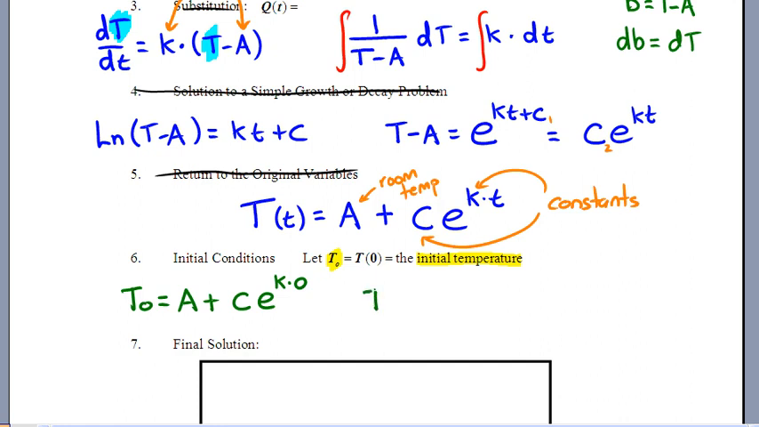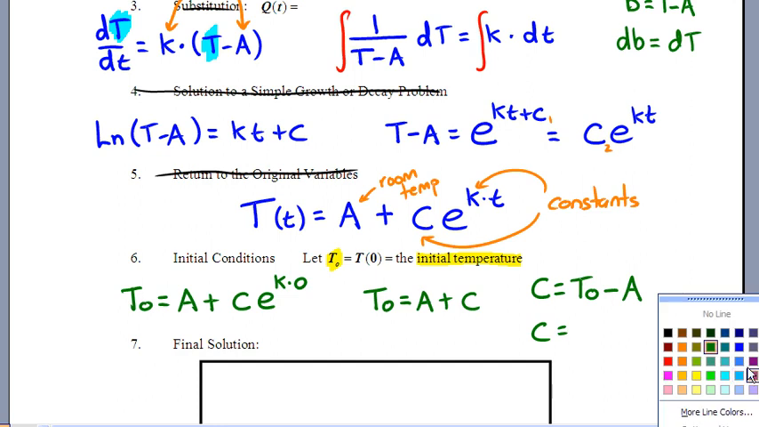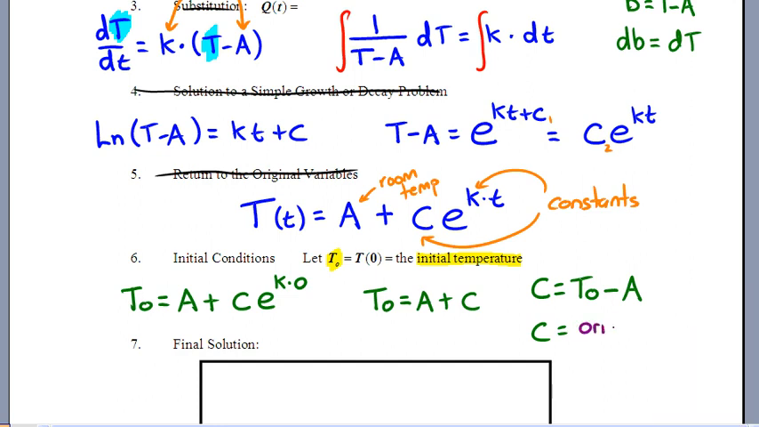And so I end up with this story that the original temperature of that hot iron as it comes out of the furnace is equal to A, room temperature, plus C. Oh, okay. So it looks like C, this constant that we're trying to find, is actually just the original temperature of the iron minus the room temperature. Some people would say, hey, this C, it's the original difference.